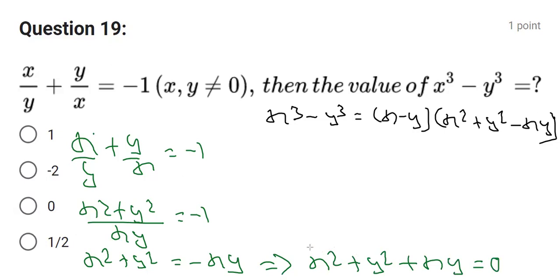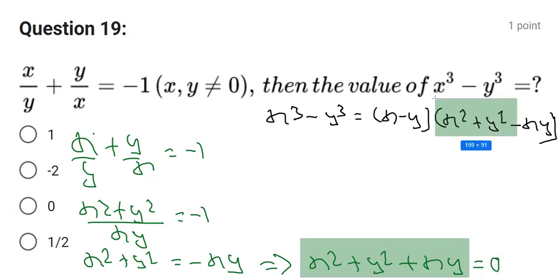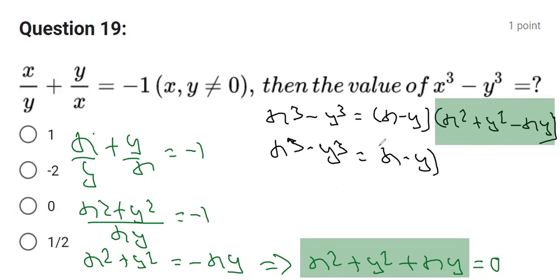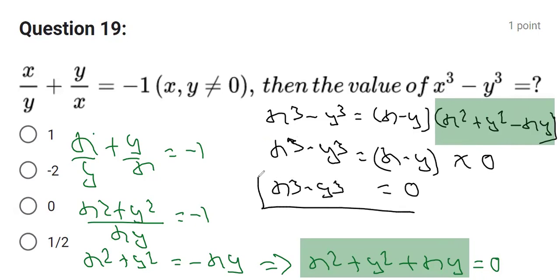Now check here, we got this expression as 0. And I can replace this same expression over here, that is x square plus y square plus xy, with 0. So on the left hand side, x minus y is copied, and then replacing this with 0 we get 0. So on solving, we got the answer as 0, and therefore this is the correct option.